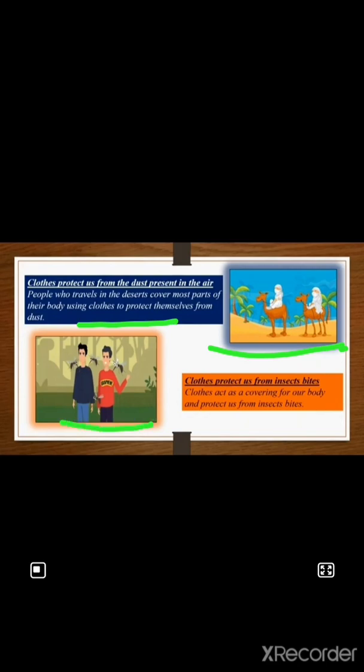Okay, clothes protect us from insect bites. In this picture you can see mosquitoes biting two men, right? So clothes act as a covering for our body, and protect us from insect bites, right?